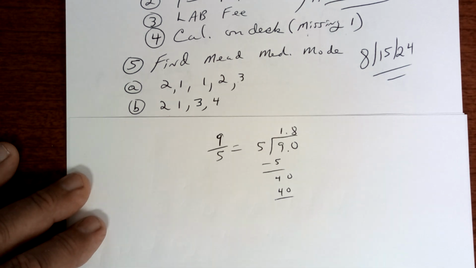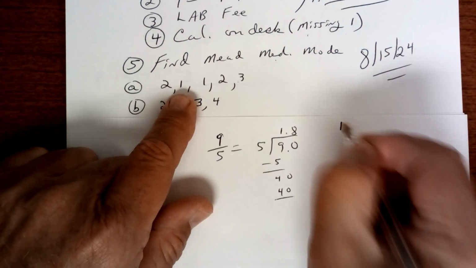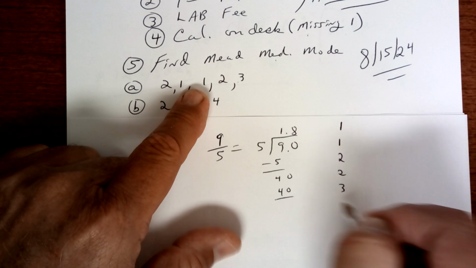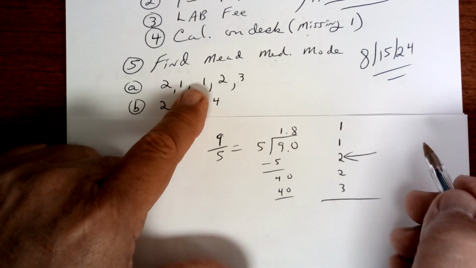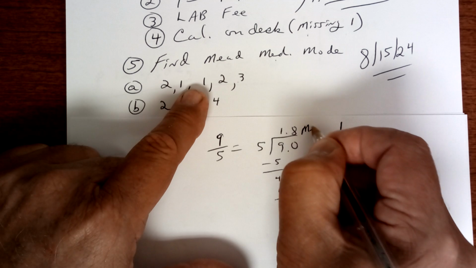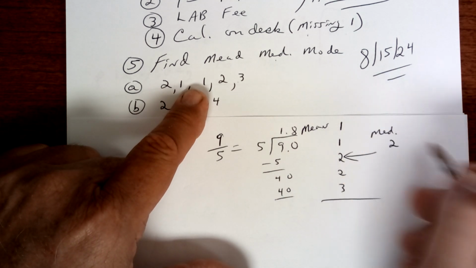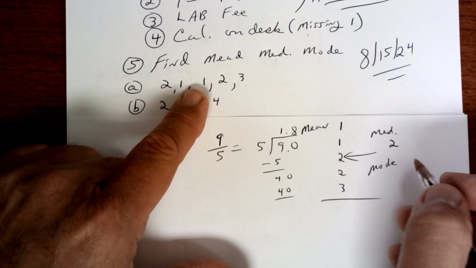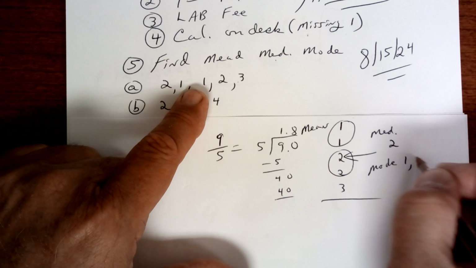To find the median, you're going to line them up. So 1, 1, 2, 2, 3. This one has 1 in the middle because it's odd. So the median, this is your average. The median, the one in the middle, is 2. And the mode is the one that occurs the most. This time you have 2 modes. So you're going to put a 1 and a 2.